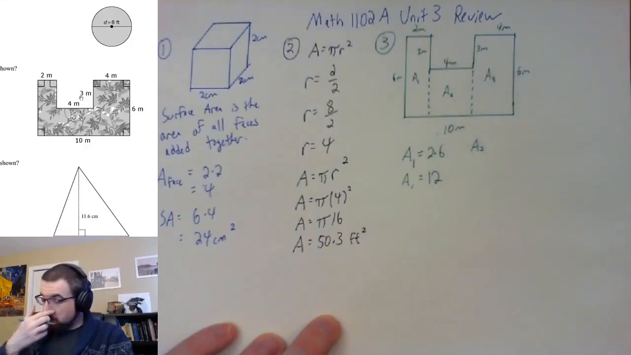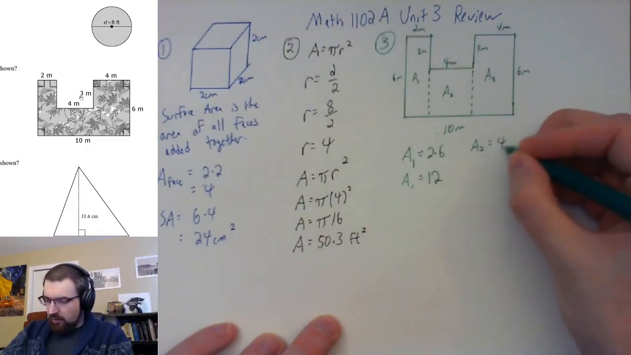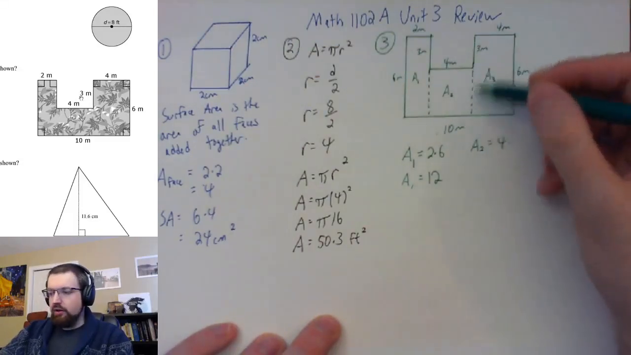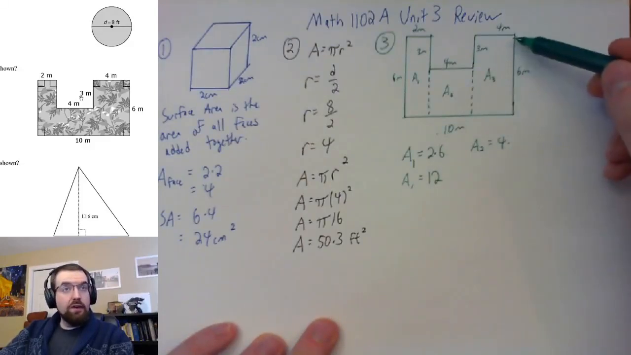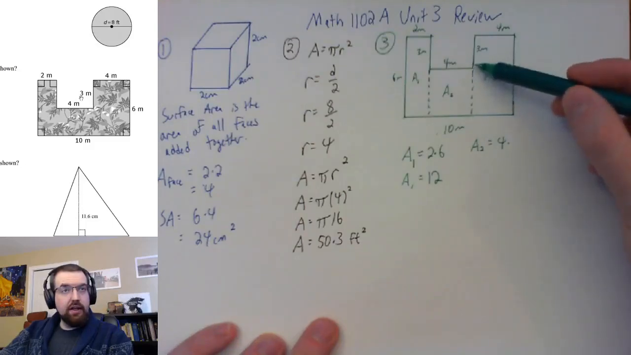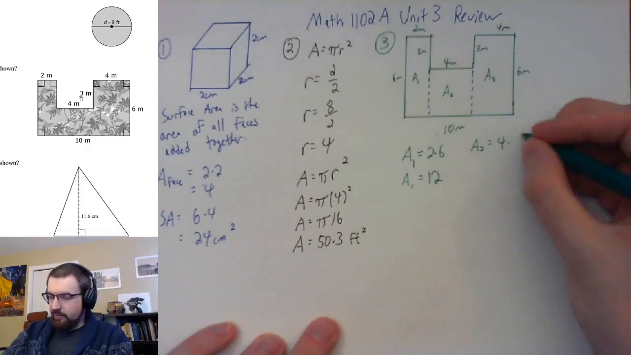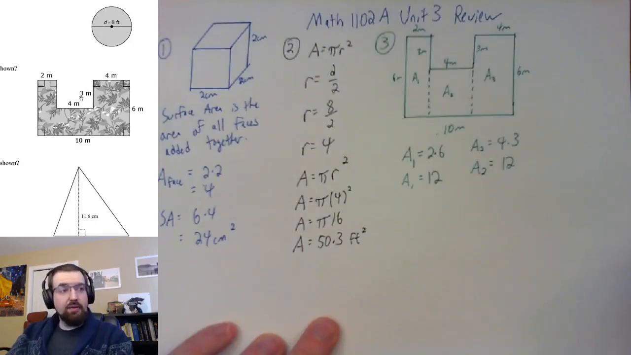A2 then is going to be this one here, which is this section, right? We know it's 4 meters across the top, so there's going to be a 4 here. But what is it in the other direction? How can we find that? Well, we know this full side is 6, and we know that this part here is 3, so this part that's left over has also got to be 3. So that part is going to be 4 times 3, so A2 is also going to be 12, just so happens.